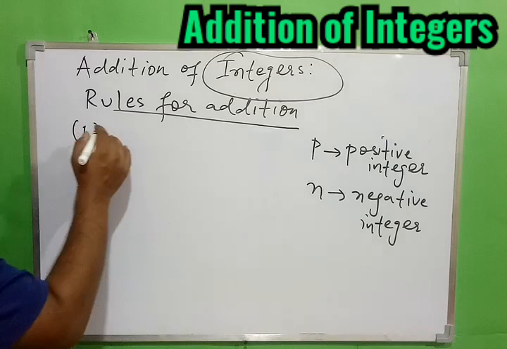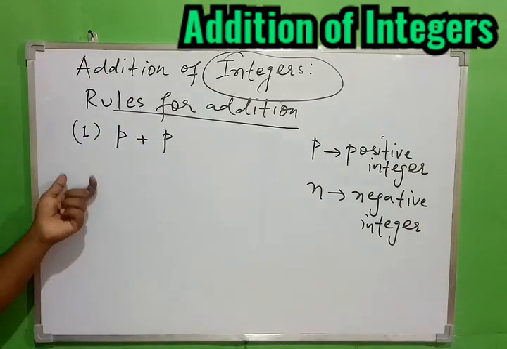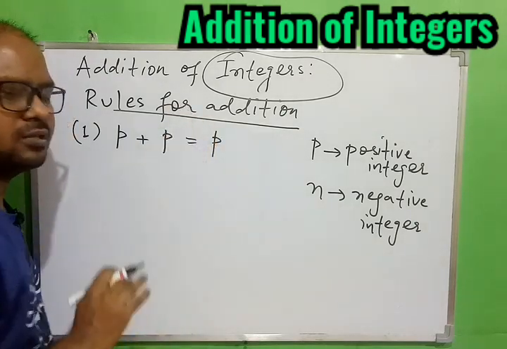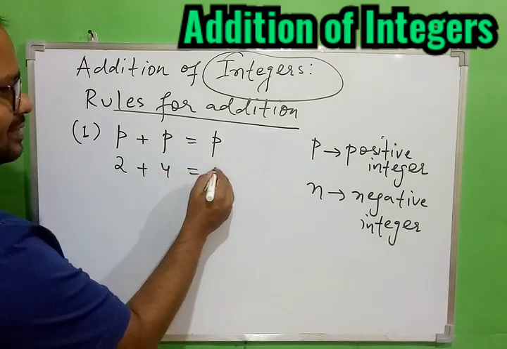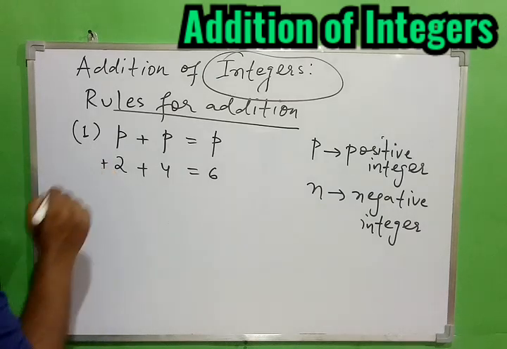So the first rule we understood is, if we have p and p, that is positive and positive numbers, we are getting the answer which is also a positive integer. So for example, 2 plus 4 is 6. So you know, if it is 2, it is also plus 2.